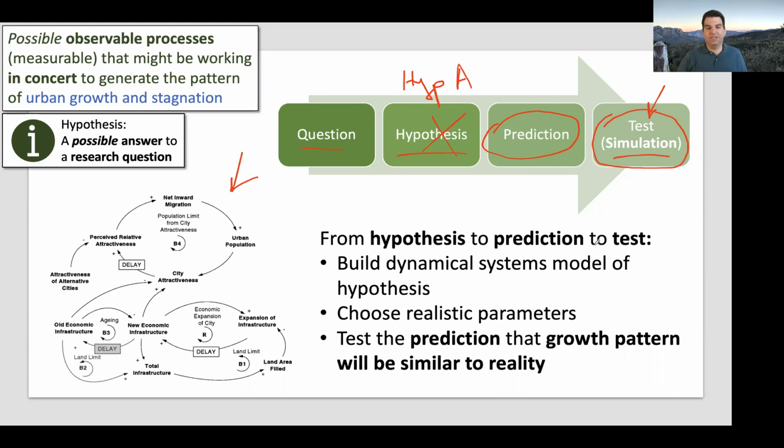So to get from hypothesis to prediction, right here, we build the model, and then we have to figure out realistic parameters. That might mean we have to go out and do some Googling and see exactly how long it takes to build new streets in a particular city. So we need to actually figure out what these delays actually are. Exactly how much land does a particular city have? These are things we need to go out and measure and choose realistic parameters. And then finally, once we have those realistic parameters, we can run our simulation and see if our simulation looks anything like the real city. So that's the overall idea of what we do with simulation models.